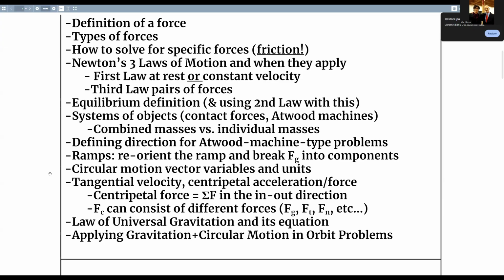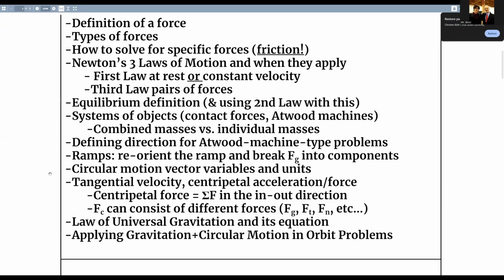Defining direction, making sure we do clockwise, counterclockwise for those problems. Ramps, on ramp problems, making sure to think of it as we want the surface of the ramp to be the x direction. We want the into the ramp or out of the surface of the ramp perpendicular to the surface to be the y direction. And that means that we end up breaking gravity itself into some components. So that means gravity Fgx and Fgy are the parts of gravity acting either down the ramp or pulling something directly into the surface of the ramp.